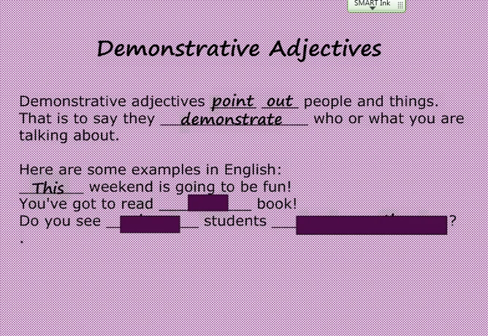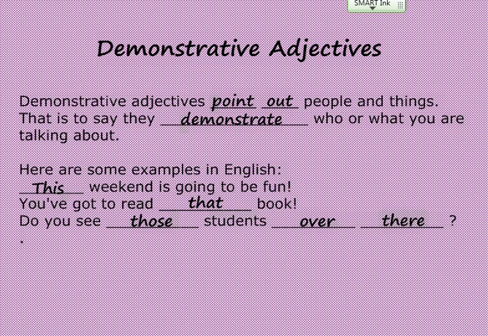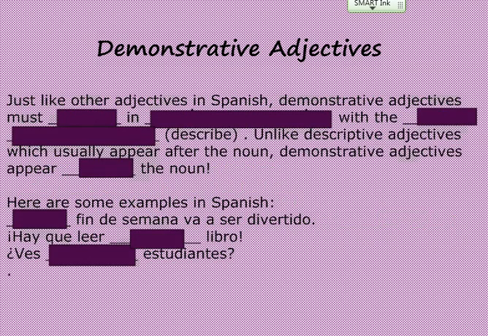If you say, this weekend is going to be fun, you are pointing out a specific weekend, right? If you say, you've got to read that book, that's another example of a demonstrative adjective. Or do you see those students over there? You're pointing out a specific group of students. So that's what demonstrative adjectives are.